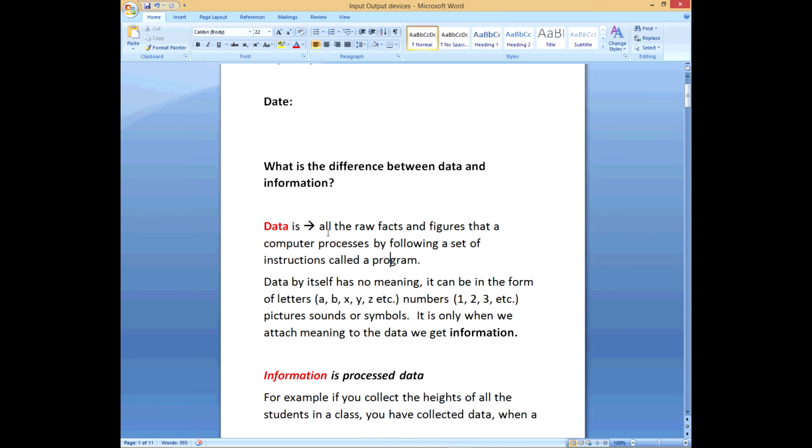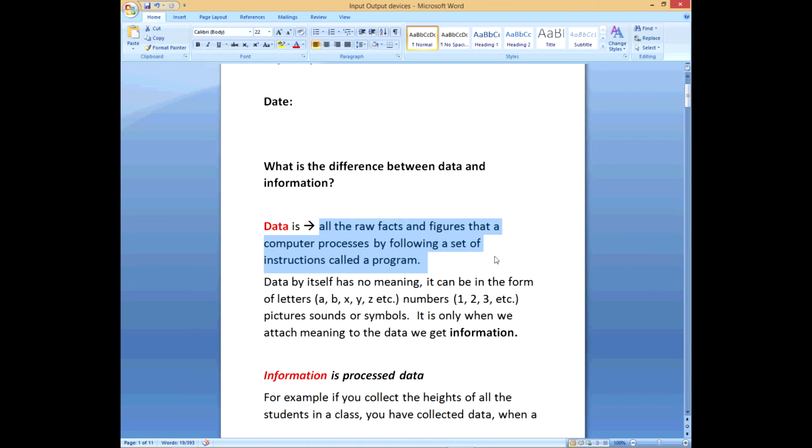So let's go. What is data? Data is all raw facts and figures that a computer processes by following a set of instructions called a program. Let's break it down. All the facts. Now, these facts don't necessarily have to be words or letters or numbers, they can be temperatures, they can be measurements.